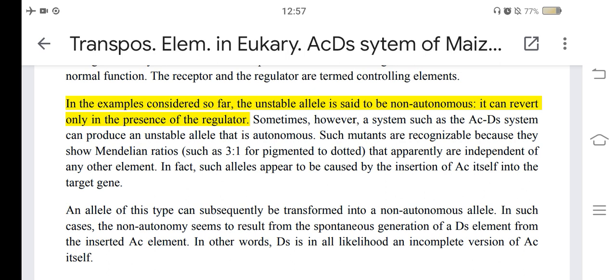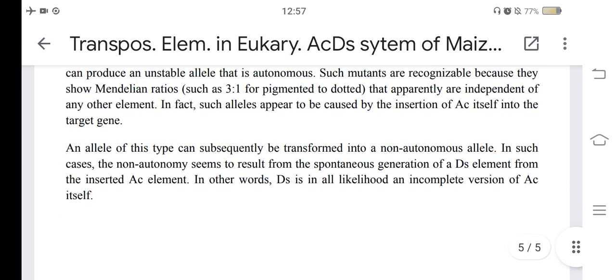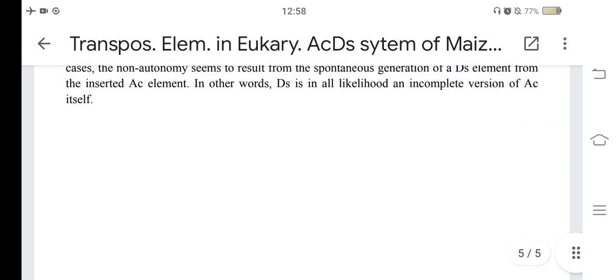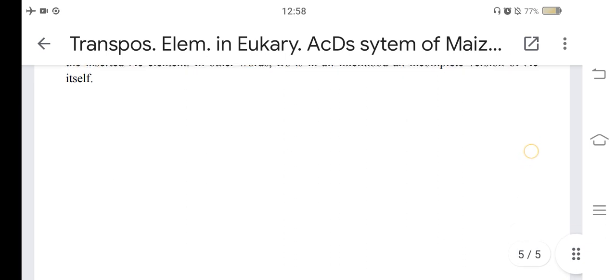Such mutants are recognizable because they show Mendelian ratios such as 3:1 for pigmented to dotted that apparently are independent of any other element. In fact, such alleles appear to be caused by the insertion of AC itself into the target gene. An allele of this type can subsequently be transformed into a non-autonomous allele. In such cases, the non-autonomous allele seems to result from the spontaneous generation of a DS element from the inserted AC element. In other words, DS is in all likelihood an incomplete version of AC itself.